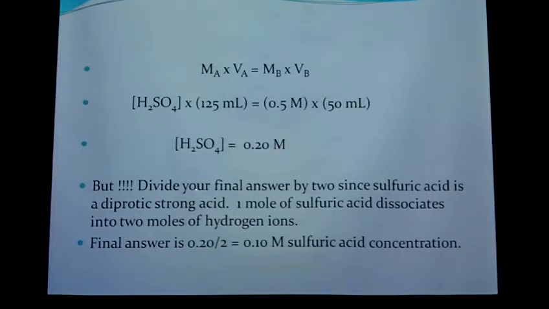First, we have to divide the final answer by 2 since sulfuric acid is a diprotic acid. 1 mole of sulfuric acid dissociates into 2 moles of hydrogen ions. So our final answer then would be 0.2 divided by 2, or a 0.1 molar sulfuric acid concentration. So this is a little bit of a twist on what we did in our actual titration. So you should know how to do titrations with monoprotic acids like the one we did in the laboratory, but you should also know how to do them with diprotic acids like sulfuric acid.